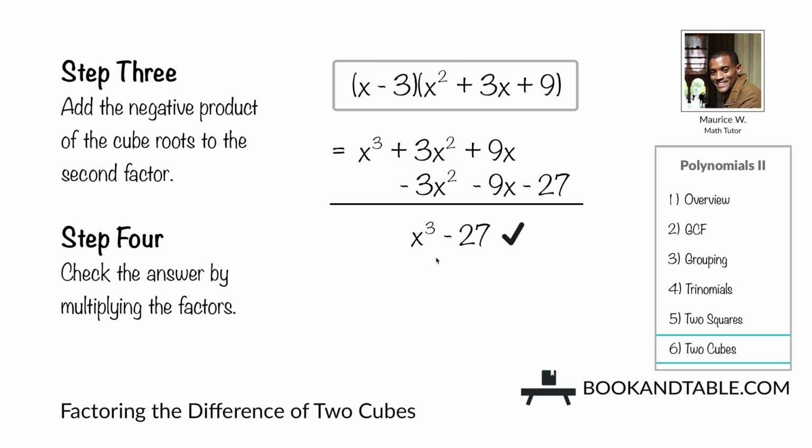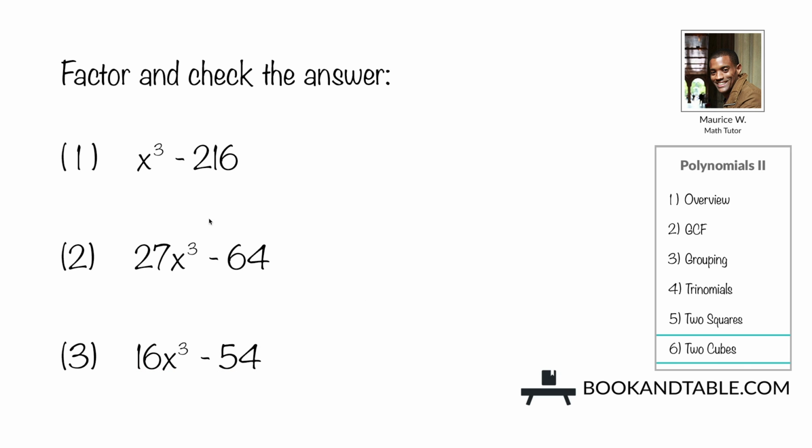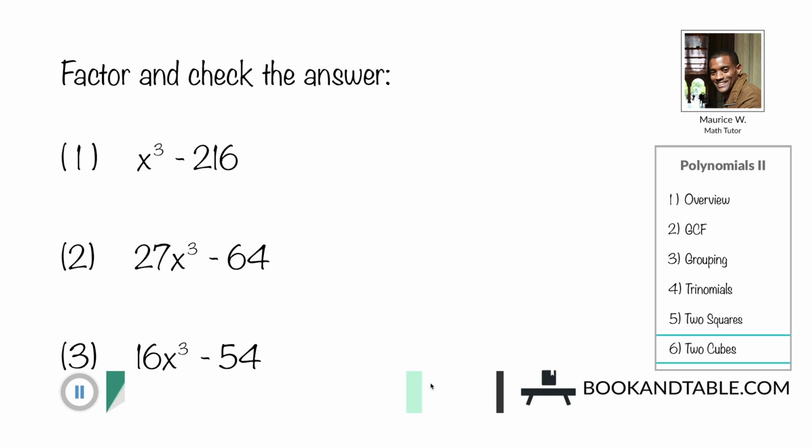So that is how you would go about factoring the difference of two cubes. Let's wrap things up by having you complete a few practice questions. Question number 1. Factor x cubed minus 216 and check the answer. Question number 2. Factor 27x cubed minus 64 and check the answer. And question number 3. Factor 16x cubed minus 54 and check the answer. Pause the video, answer these questions, and then press play when you are ready to begin.